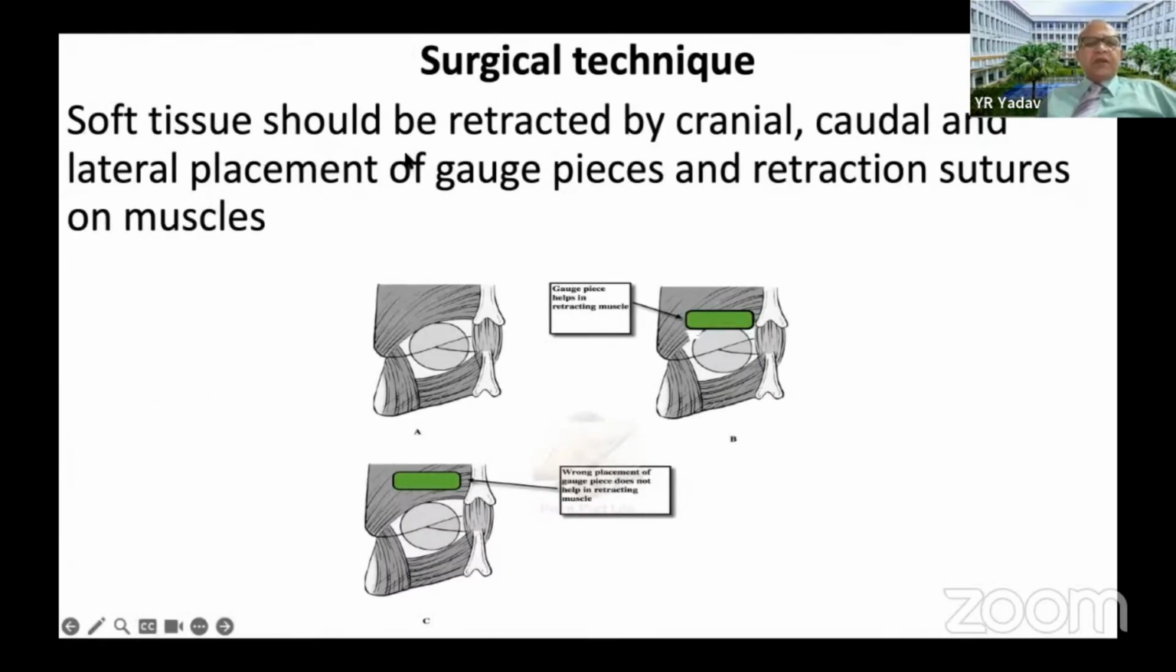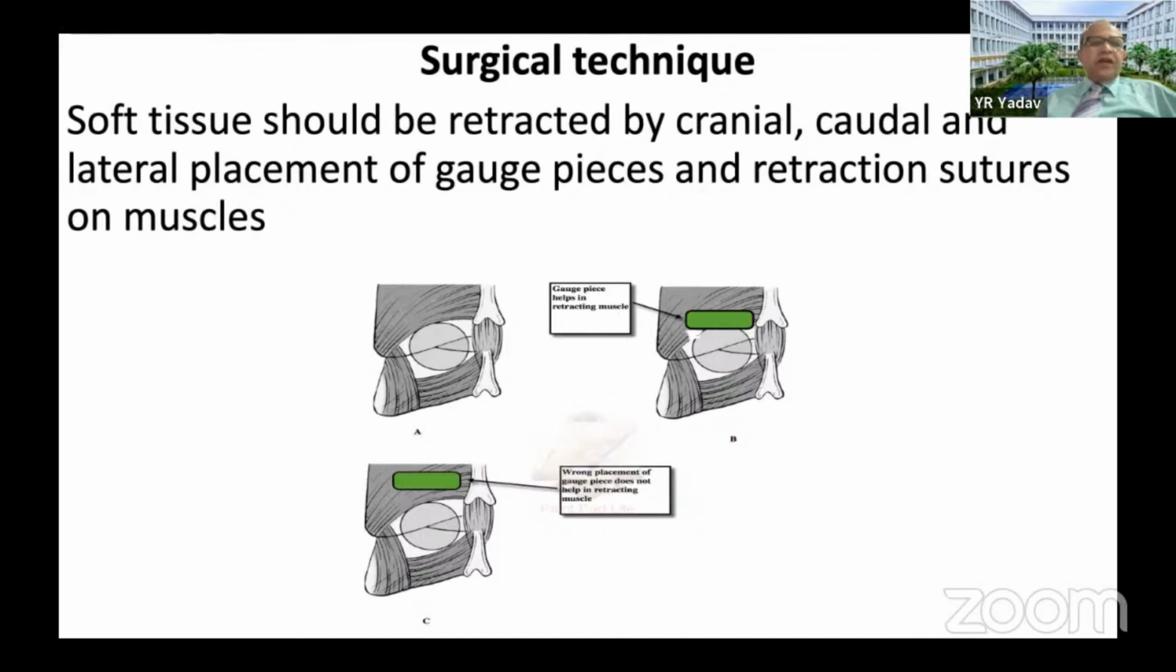Soft tissue should be retracted by cranial, caudal, lateral displacement with gauze pieces. And of late, I have started using retraction sutures on the muscle. What I do is apply a suture on the deeper part of these paraspinal muscles, and then I retract them so that they don't protrude inside the tubular retractor when you are doing surgery.